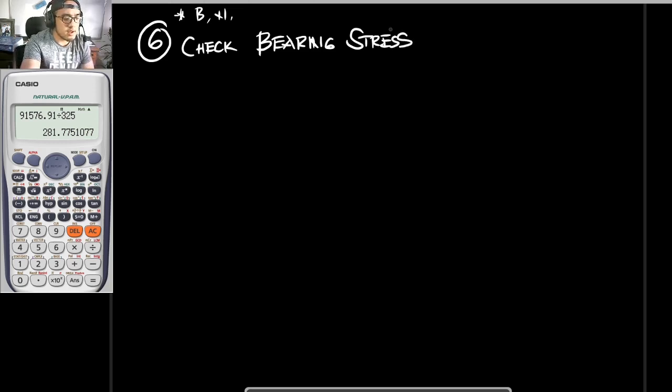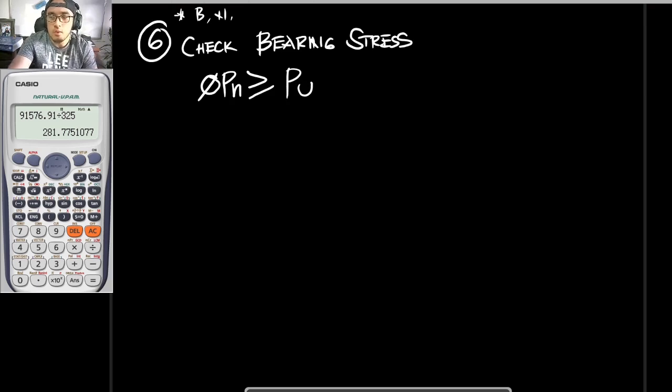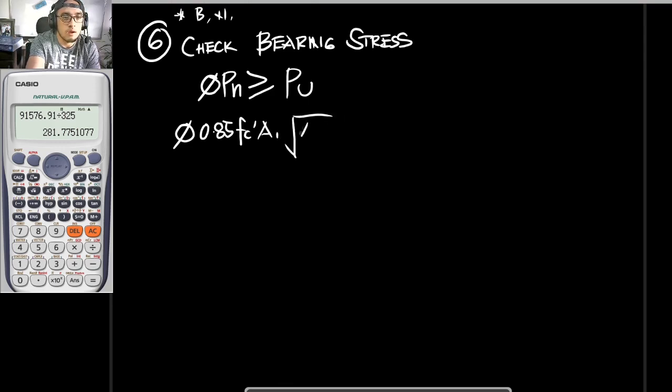Okay, so paano na ulit natin i-check ang ating bearing stress? Just make sure that your phi Pn is greater than or equal to Pu. This is for LRFD, and since yung problem natin would only be about LRFD, so ayan. Kung natatandaan nyo yung formula natin kanina for the bearing stress, that is phi 0.85 fc prime, ano next? Area 1 times the square root of area 2 over area 1.